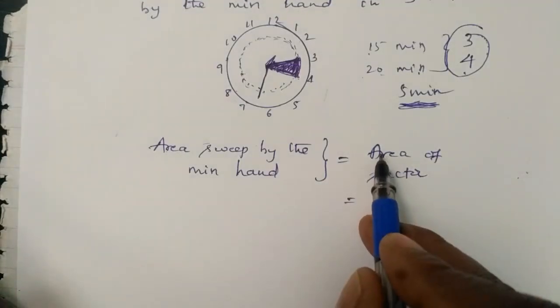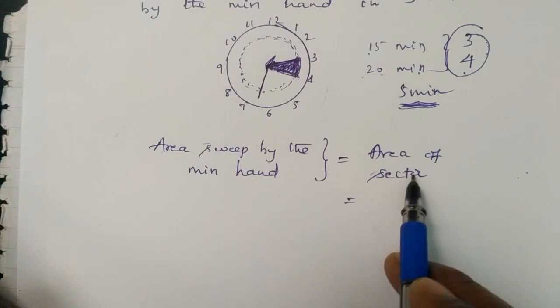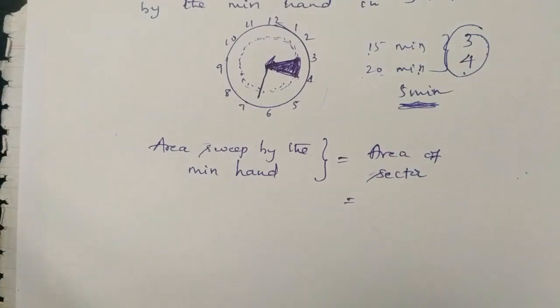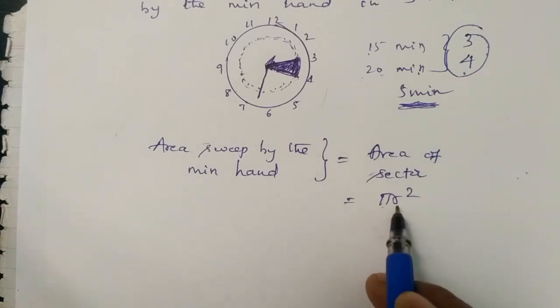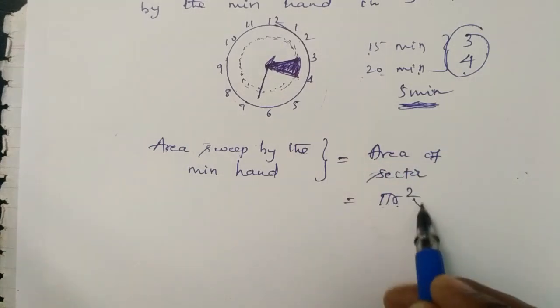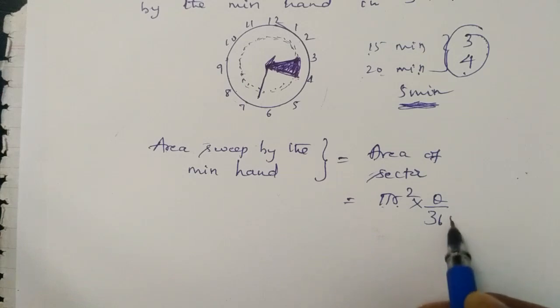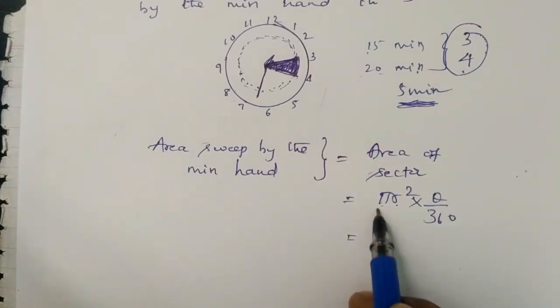Area of a sector, you know that. So don't get confused when the area of a sector comes. Remember, for the area of a sector, first you write the area of a circle. A sector is a part of the circle. So it is pi r square theta by 360. We substitute. The value of pi is 22 by 7.